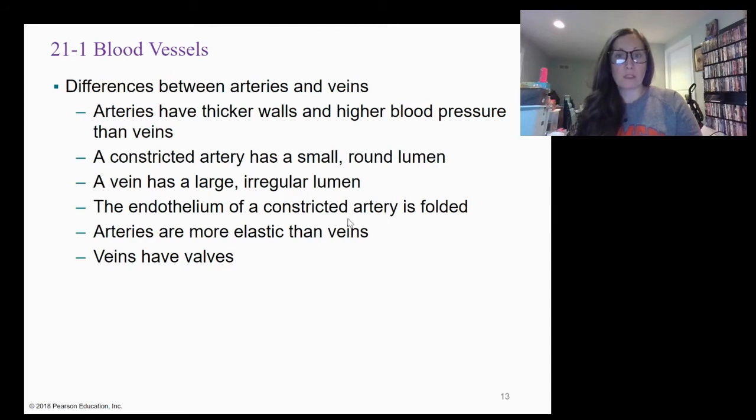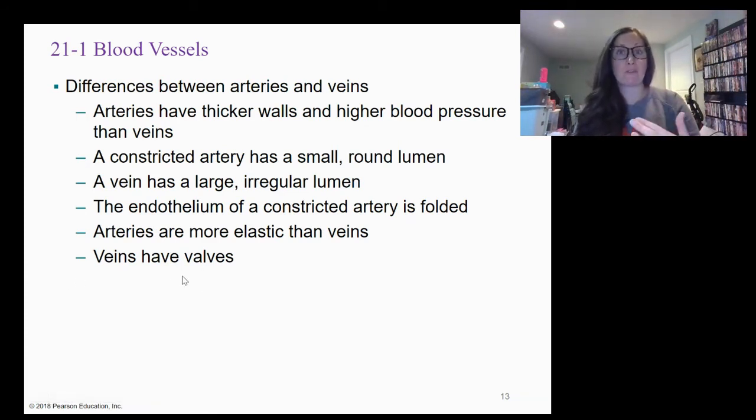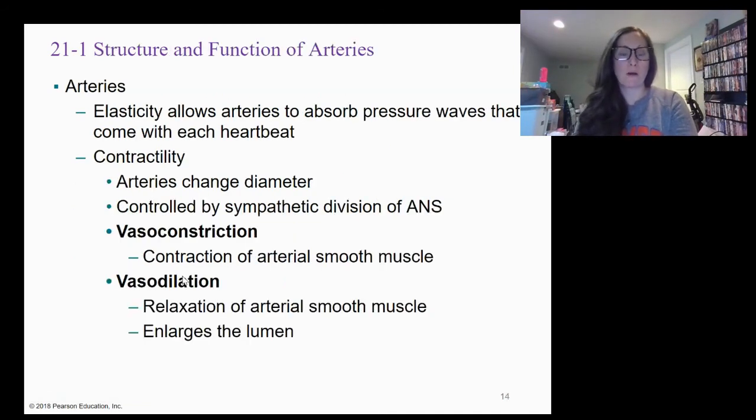You do have some folds in a constricted artery. We're not too concerned about that. Key piece here tied to the high pressure is that arteries will be more elastic than veins because they need that elasticity to survive the higher pressures that they're creating. And then lastly, which we'll take a look at a little bit later, is that veins have valves. And that's really important for backflow issues, especially coming from the lower limbs. And we'll take a peek at those as well.